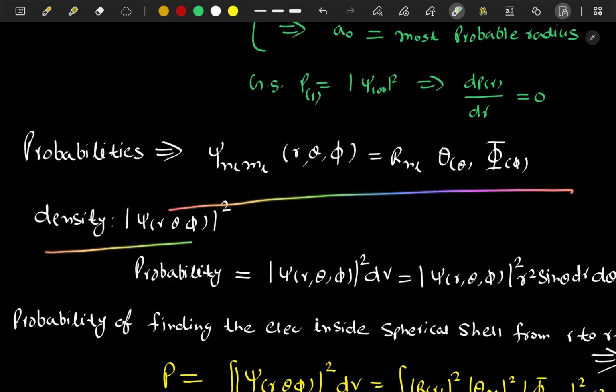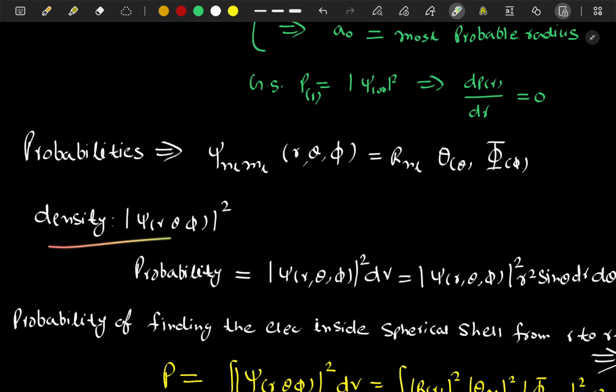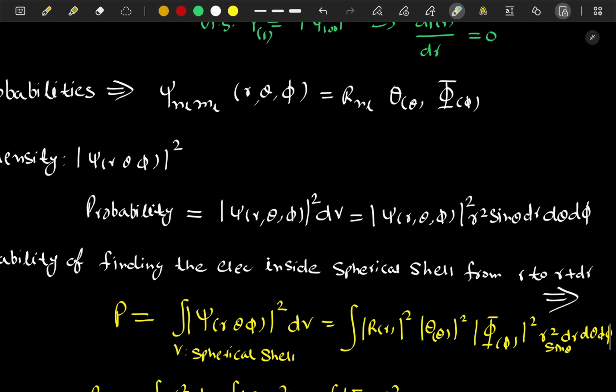Now probability density can be defined as the square of the wave function. Suppose this is the density, meaning probability per unit volume, so probability can be defined as dV times this, and dV is r square sin theta dr d theta d phi.